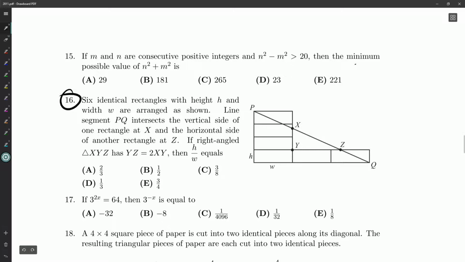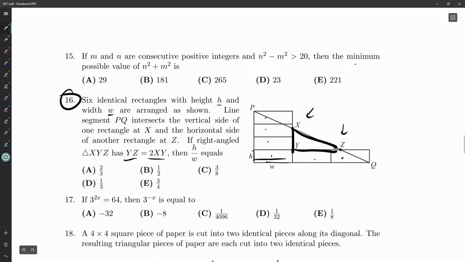Root Beer here with question number 16 on our Fermat paper. Six identical rectangles with height h and width w are arranged as shown. 1, 2, 3, 4, 5, 6. Story checks out. Line segment PQ intersects the vertical side of one rectangle at X and the horizontal side of another rectangle at Z. If right angle XYZ, so this nice little triangle in here, has YZ equal to 2XY, then H over W is.